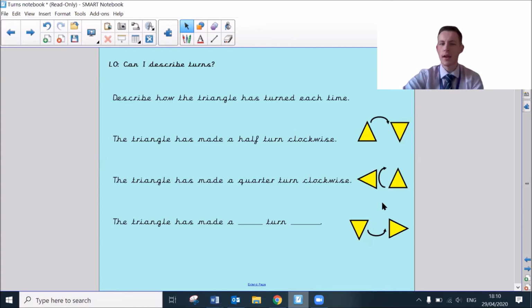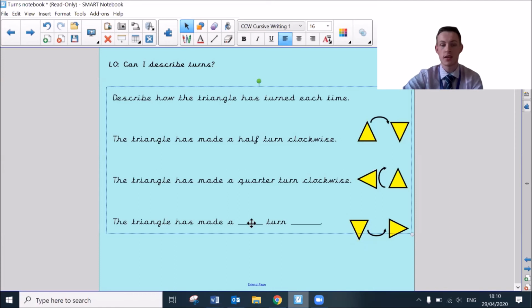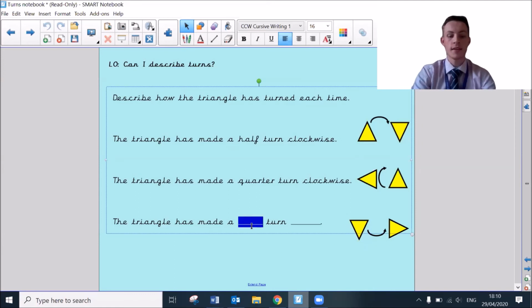So if we're going left, it can't be clockwise. It must be anti-clockwise, which means instead of doing a 3 quarter turn this way, it must have done a quarter turn anti-clockwise. So that's going to be our sentence. The triangle has made a quarter turn anti-clockwise.